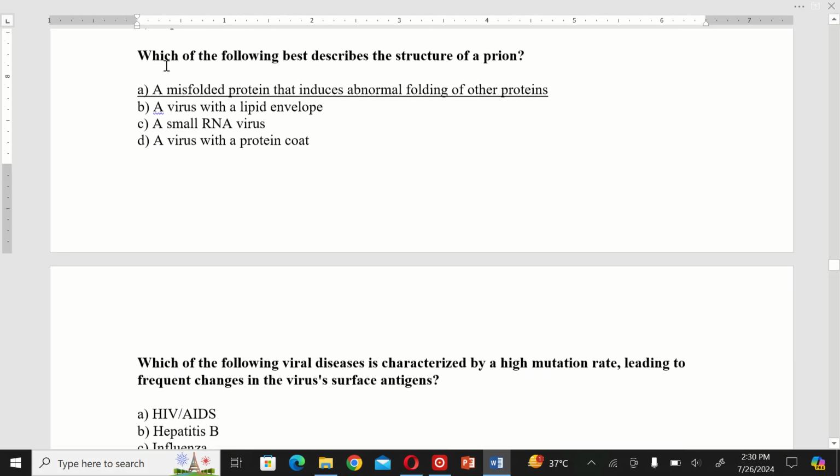The next MCQ is: which of the following best describes the structure of a prion? A. A misfolded protein that induces abnormal folding of other proteins. B. A virus with a lipid envelope. C. A small RNA virus. D. A virus with a protein coat. So the correct option is A.